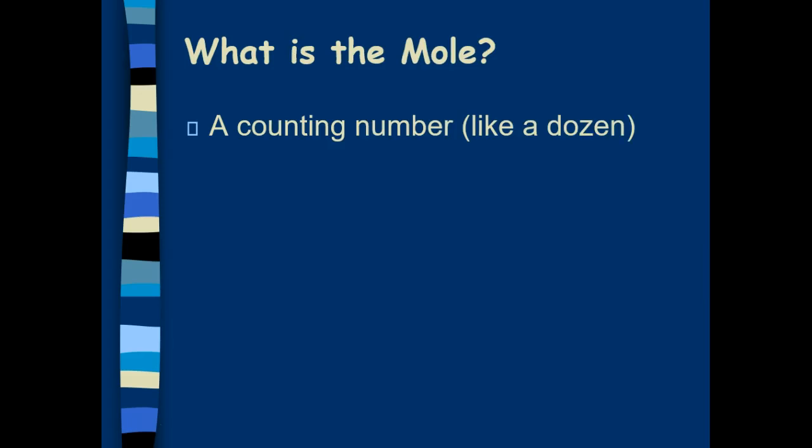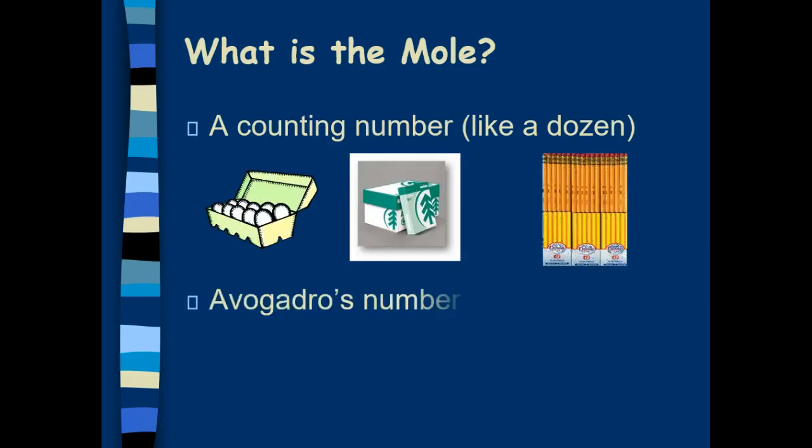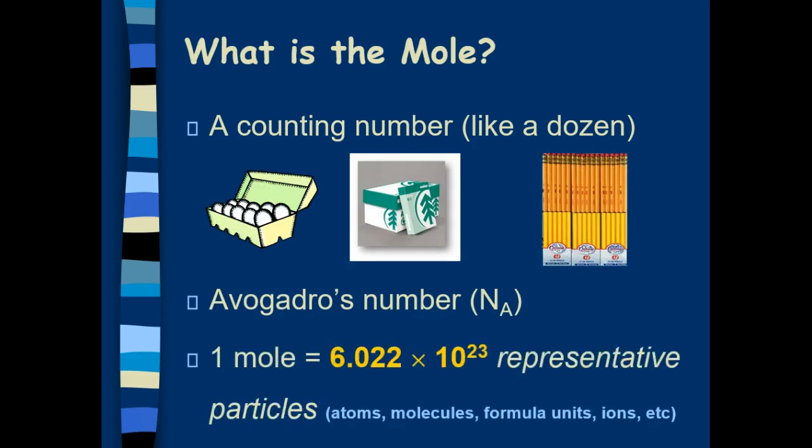So what is the mole? A counting number, like a dozen. Avogadro's number is what we use as our counting unit: 1 mole is equal to 6.02 times 10 to the 23rd particles, atoms, molecules, formula units, ions, etc. For every mole of any substance, if I have a mole of pencils, I have 6.02 times 10 to the 23rd. If I had a dozen eggs, I'd have 12. If I had a dozen pencils, I'd have 12. But if I have a mole of eggs, I have 6.02 times 10 to the 23rd.